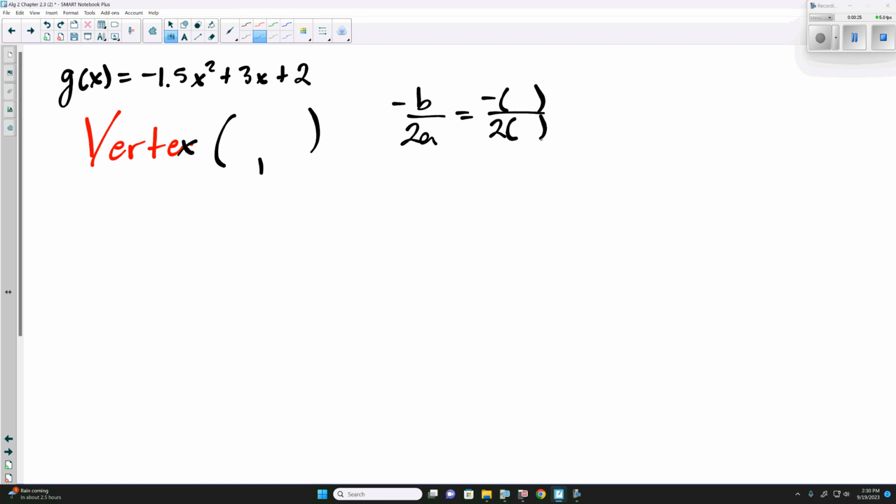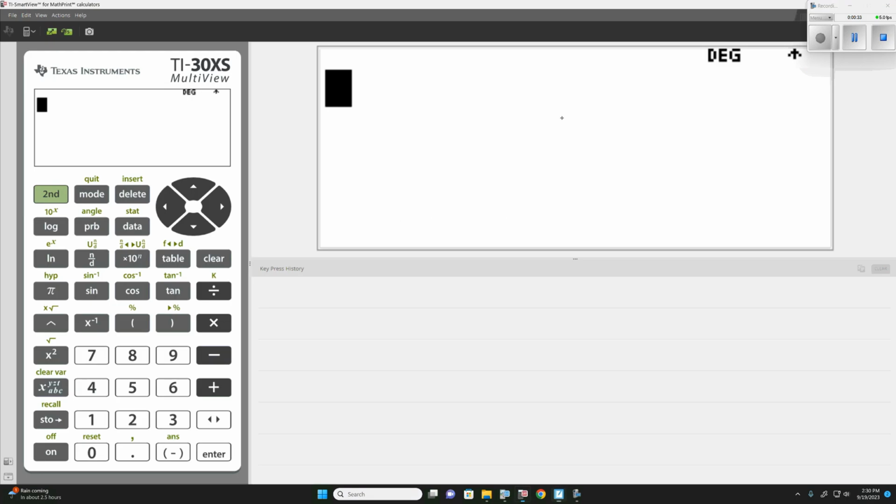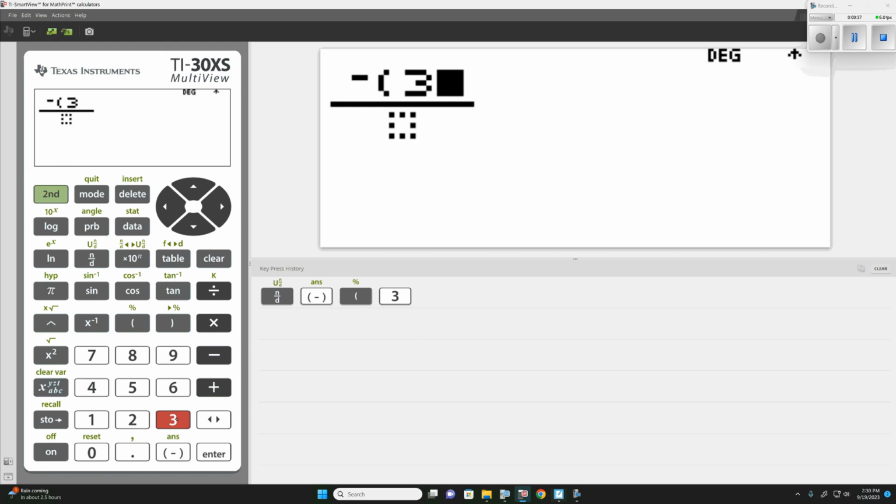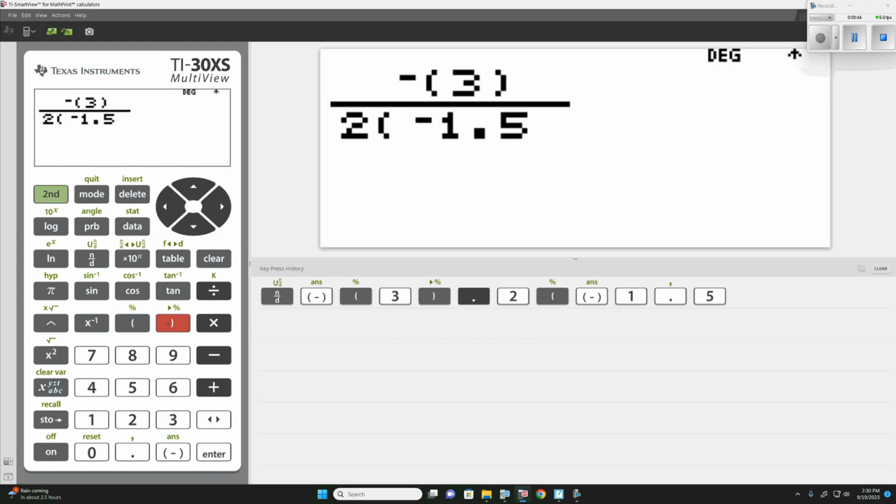Now, our value of b in this case is 3, and the value of a is negative 1.5. At this point, we could do this in the calculator. Negative 3 over 2 times negative 1.5, which is 1.